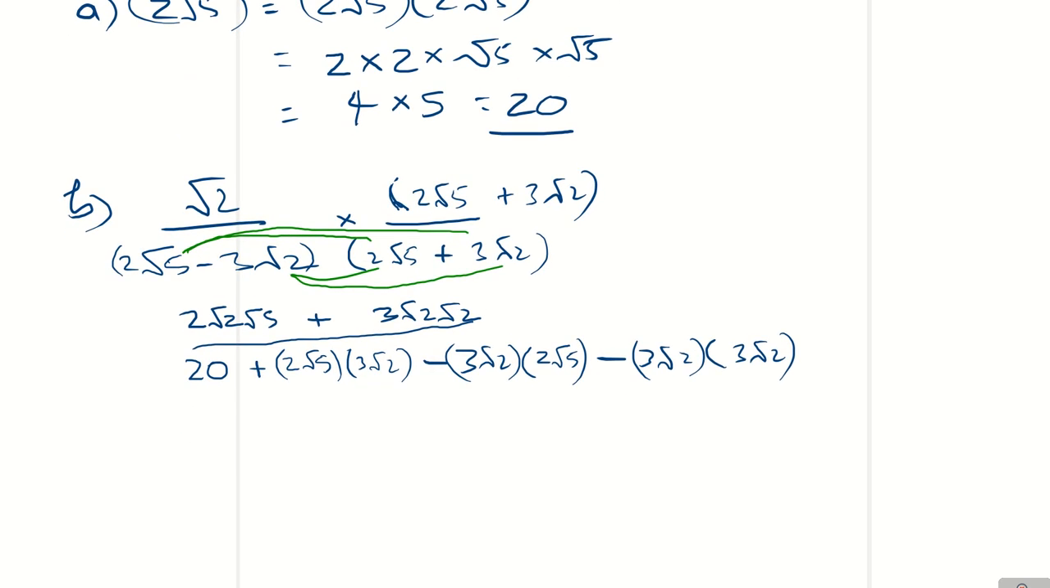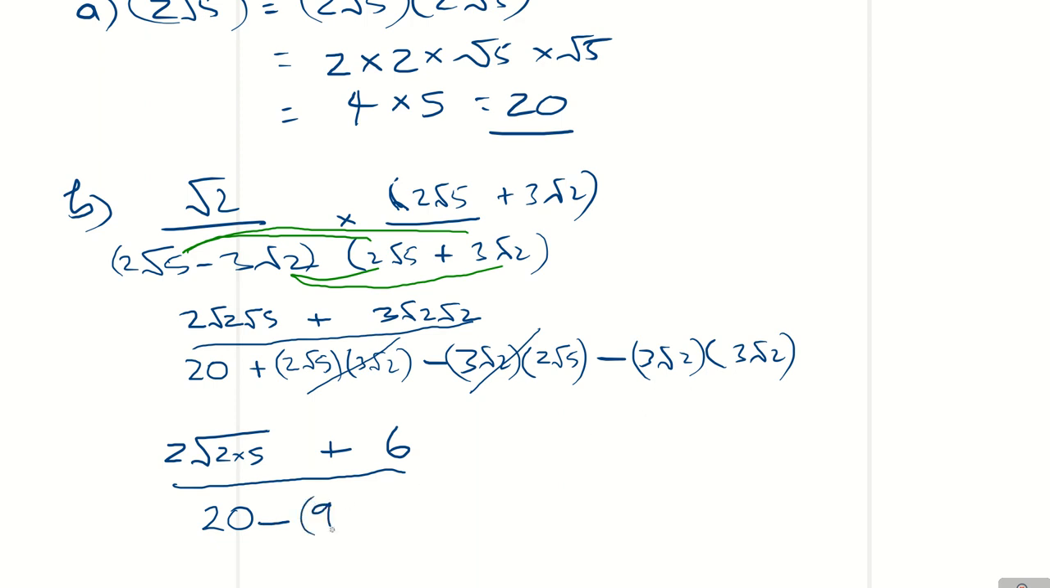Okay, so let's try and simplify this. So on the top we've got 2 root 2 times root 5. That's the same, remember, as 2 times the square root of 2 times 5. Plus, that's now, root 2 times root 2 is just 2. 3 times 2 is 6. Now on the bottom, these two terms in the middle are going to cancel out. So we're going to end up with 20 minus, now 3 root 2 squared. 3 times 3 is 9, and root 2 times root 2 is just 2.